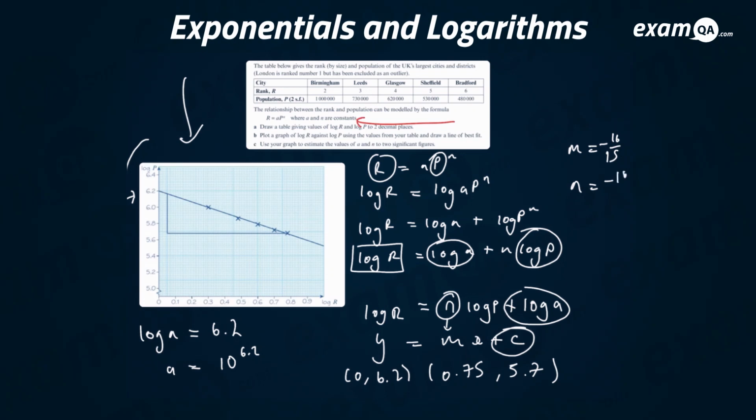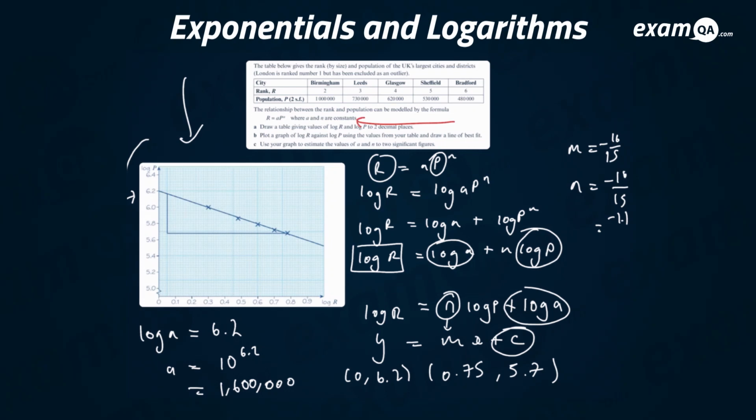And they want two significant figures. So you'll get minus 1.1. Also for a, if you put that into two significant figures, you'll get 1.6 million. So we just worked out what a and n are.